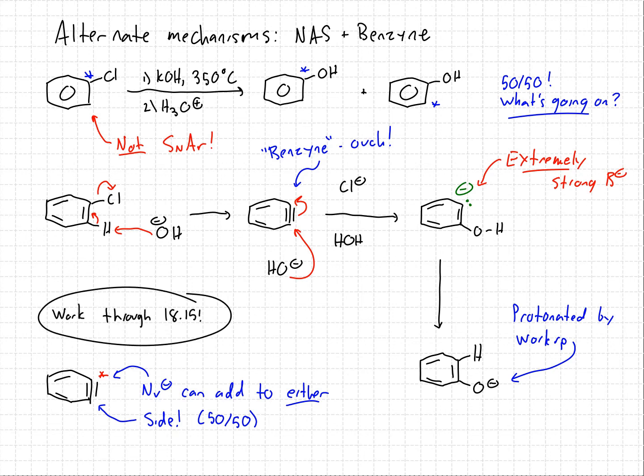So make sure you work through Chapter 18, Section 15 in the book. This talks about how to identify which type of mechanism is happening, because this sort of mechanistic elucidation is important to be able to predict if a reaction will happen and where the reaction will happen as well.